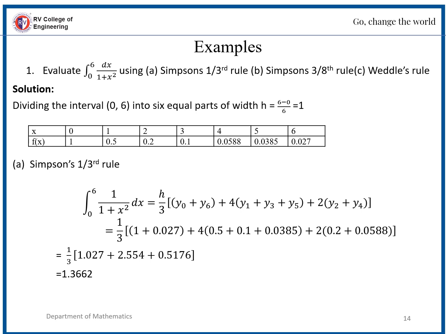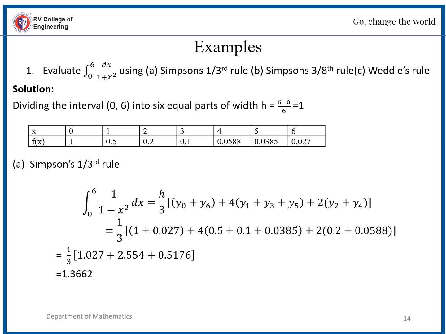See, we know that Simpson's 1/3 rule can be applied when n is a multiple of 2. Similarly, the 3/8 rule can be applied when n is a multiple of 3. And similarly, Weddle's rule can be applied when n is a multiple of 6. So since it is a multiple of 2, 3 and 6, we will subdivide the interval into 6 equal parts.